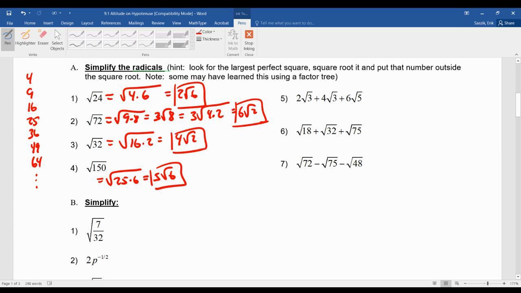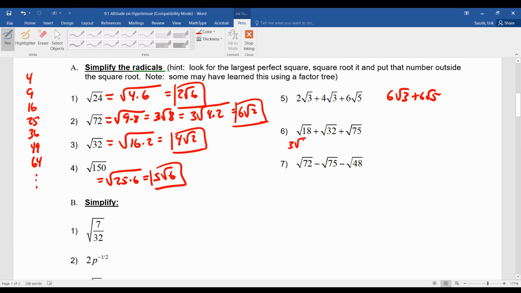When you're adding or subtracting, you can only combine like terms. So this would be 6 root 3 plus 6 root 5. I hope that rings a bell. Don't be the bonehead here who looks at this and says, oh, they're not like terms. You have to simplify them first.